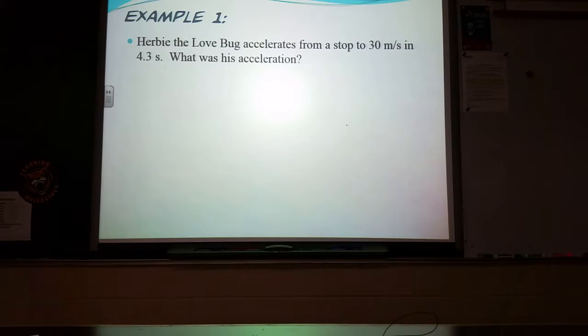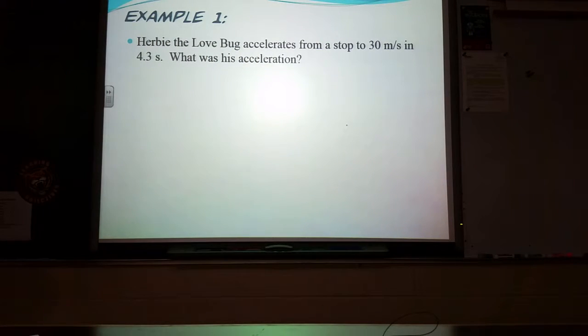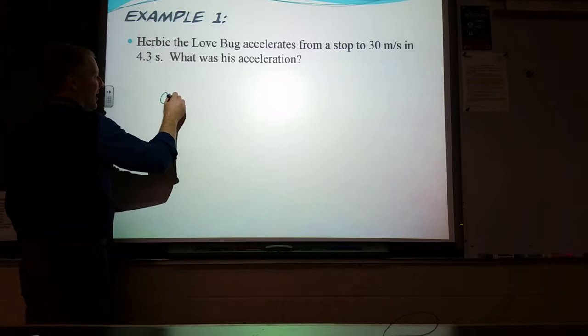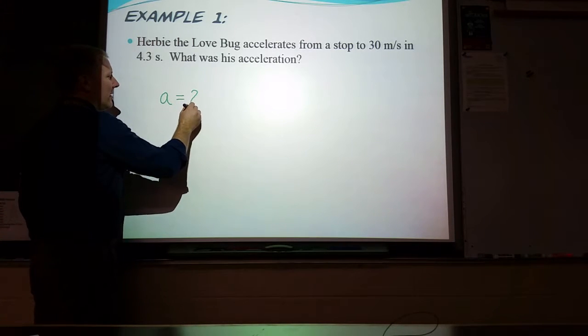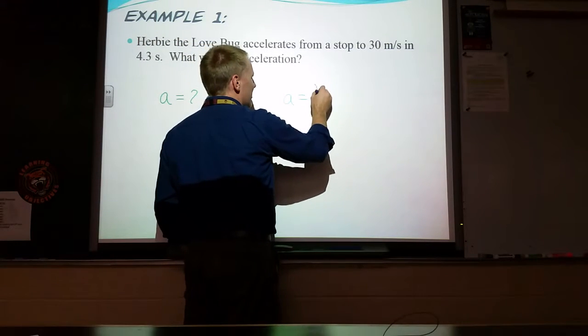Example one, Herbie the Love Bug. Herbie the Love Bug can accelerate from a stop to 30 meters per second in 4.3 seconds, and I want to know, what is his acceleration? Okay, so just like the previous stuff, the first thing to do here is to identify what we're looking for. It says, what was his acceleration? So we want to find A. I'm going to write down our formula, and we'll write it the little bit longer way because it's easier to deal with.